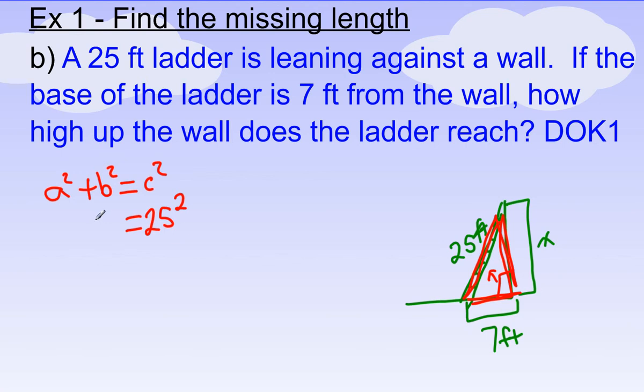The 7 feet, one of the other sides. And the missing piece, well, he's going to stay missing for a little bit. And let's not forget our squared here. Alright, so simplify both sides. 49 is 7 squared. 25 squared is 625.